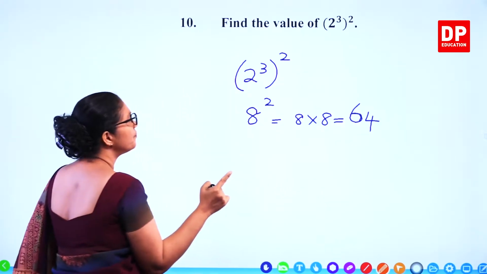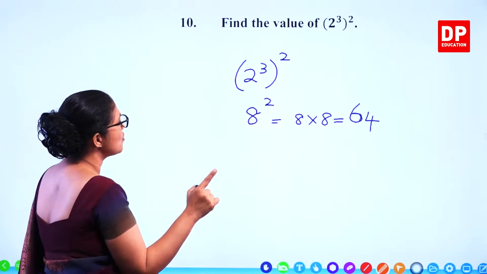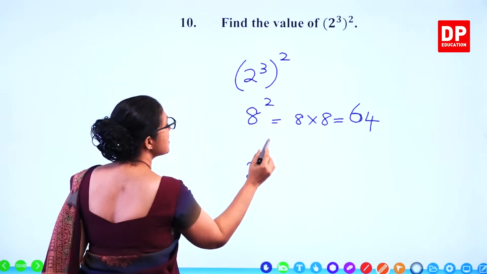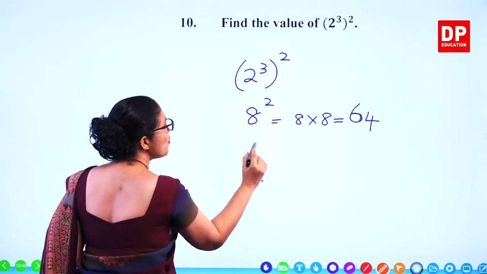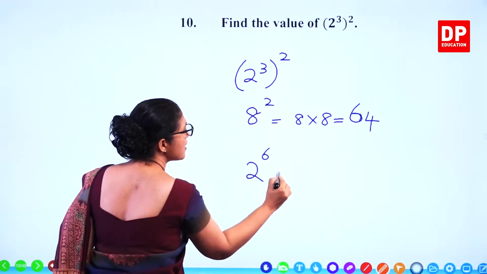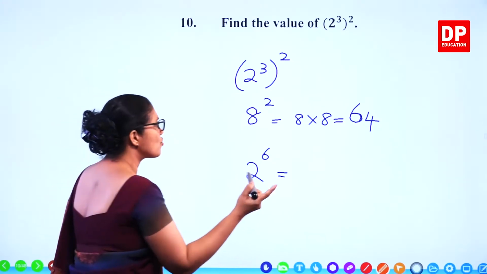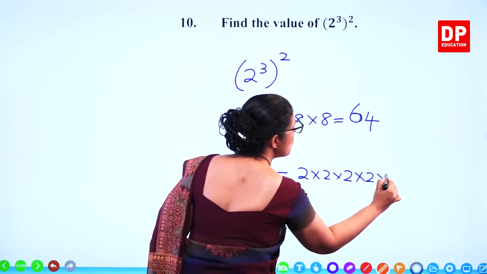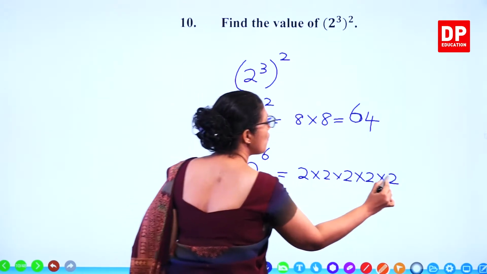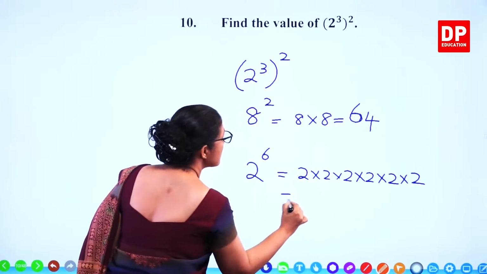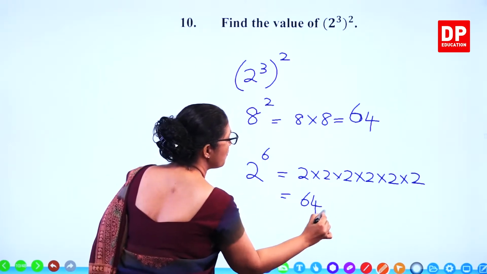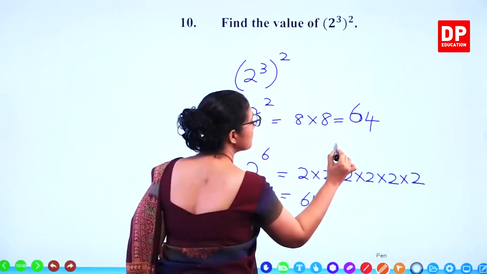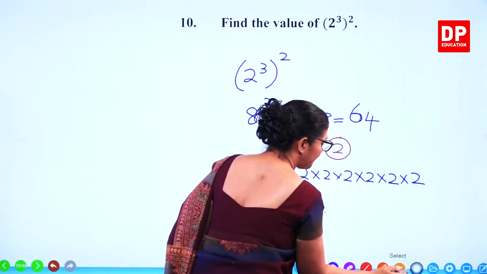64. Or what is the other method you can use? We can use laws of indices. When there's brackets, you multiply. 3 times 2, 6. 2 to the power 6 is also 64. 2 times 2 times 2 times 2 times 2, 1, 2, 3, 4, 5, 6. You get 64. So you can use any method. 2 marks for that.